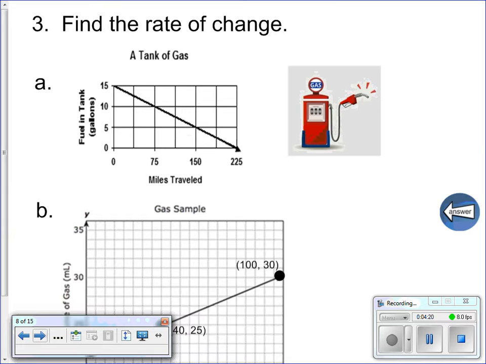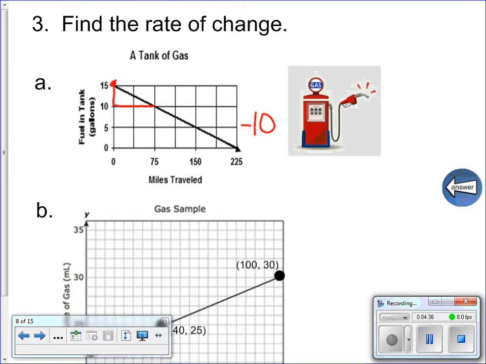All right, finding the rate of change from a graph. So looking at this, if I start here, then I'm going to go down to this one and right here. So that means I'm going down 10 and right 75. Uh-oh, nope, down 5. Down 5, which is minus 5. And then right from 0 to 75 is 75. And then that simplifies to negative 1 over 15.